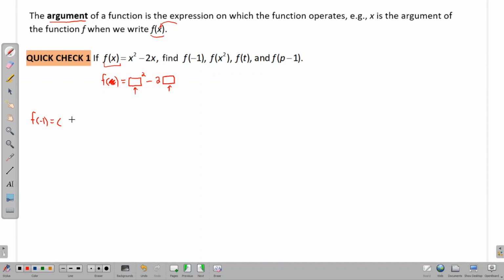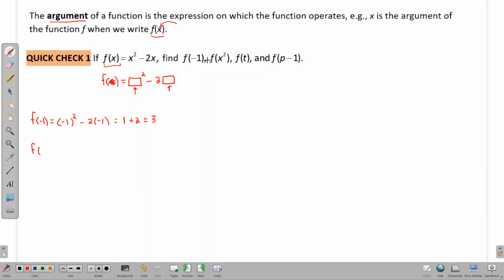And the boxes, really, you should think of them like parentheses. So we have negative 1 squared minus 2 times negative 1. Squaring the negative 1, you get positive 1, and then these 2 negatives make a positive, so that'll become plus 2, which gives us 3. So when you plug negative 1 into this function, you get out 3.